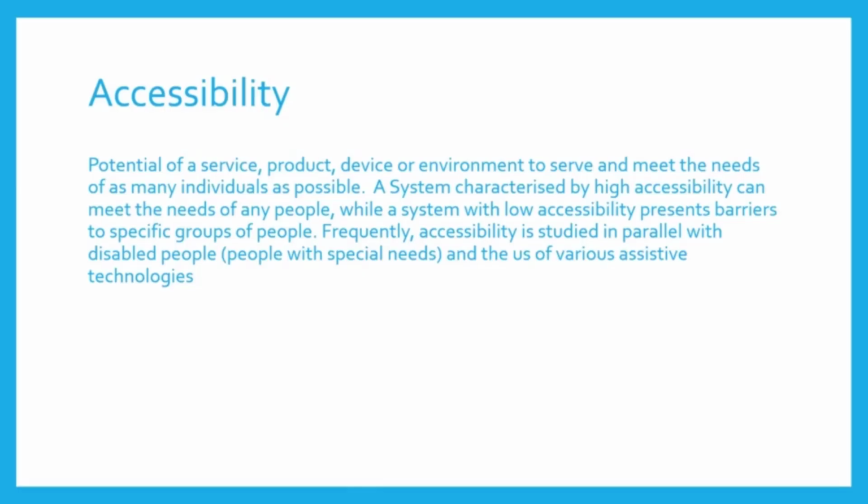So accessibility, the definition of accessibility is the potential of a service, product, device, or environment to serve and meet the needs of as many individuals as possible. A system characterized by high accessibility can meet the needs of many people, while a system with low accessibility presents barriers to specific groups of people. Frequently, accessibility is studied in parallel with disabled people or people with special needs, and the use of various assistive technologies.